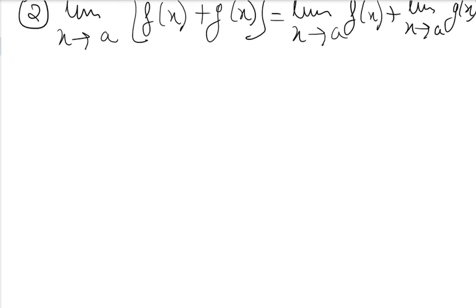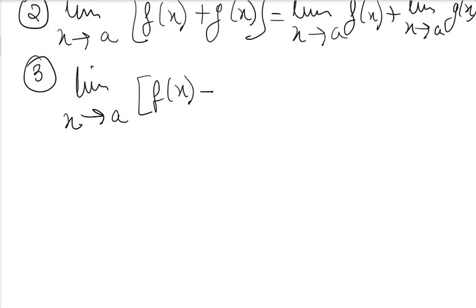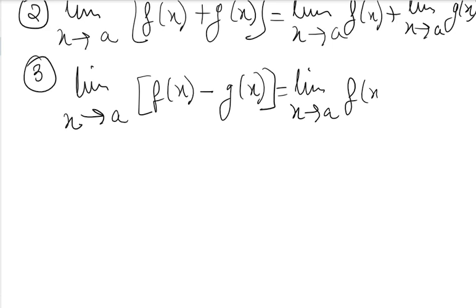But since we are doing the whole real analysis, we need to understand the limit chapter and everything in it. So next one: limit x tends to a of f of x minus g of x is equal to limit x tends to a f of x minus limit x tends to a g of x.